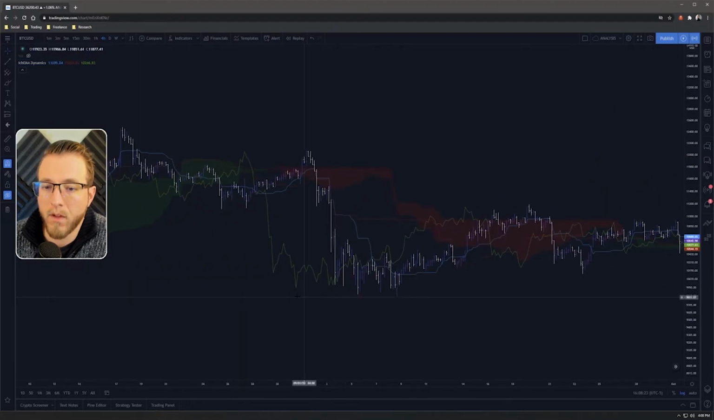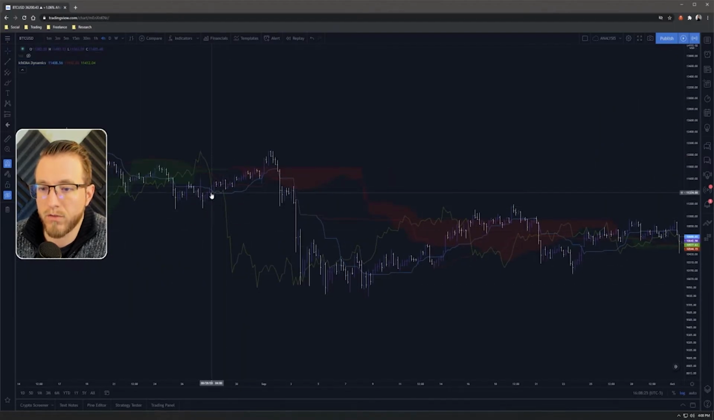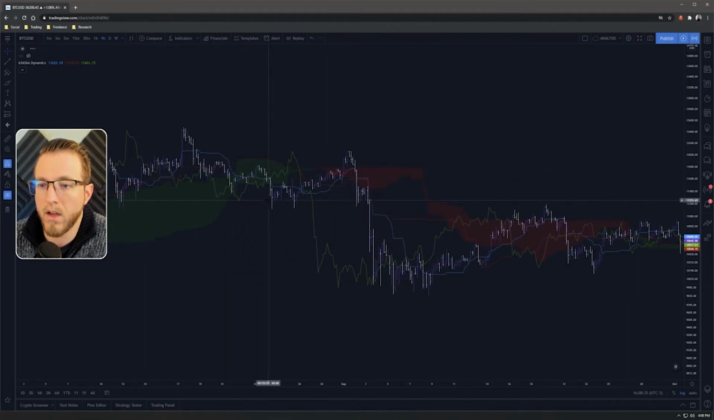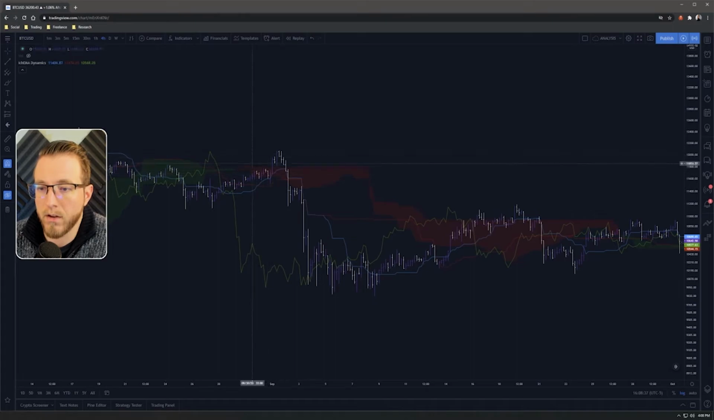Okay, so this would have been your confirmation right here. The cloud was red in front of you. And when this line fell below the price action, that's confirmation that you should be looking and be laddering in shorts. Okay. Now, in here, this would have been sketchy because you still had a red cloud in front of you, but the price action broke above.